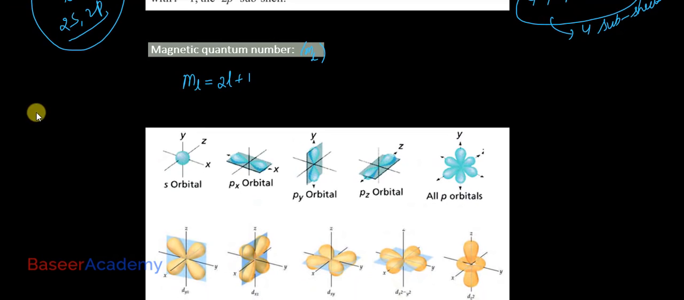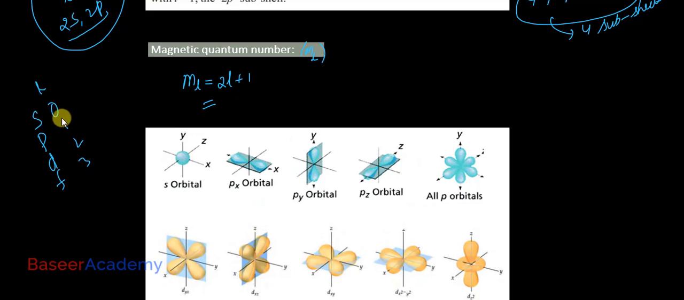Now, I told you that subshells are denoted by s, p, d, f. And what are the l values for these subshells? Let's just write down 0, 1, 2, 3, and so on. If the l value is 0, it is the s subshell. If the l value is 1, it is the p subshell. If the l value is 2, it is the d subshell. If the l value is 3, it is the f subshell.